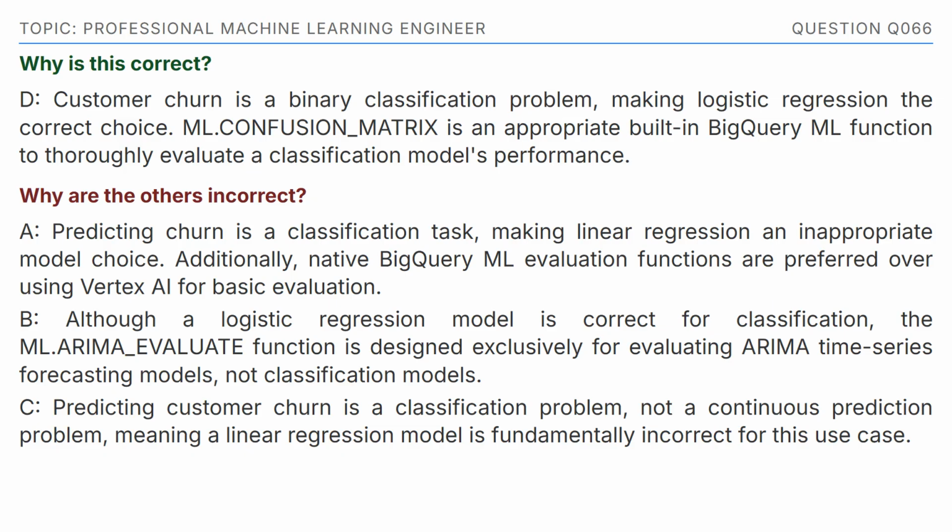Why are the others incorrect? A. Predicting churn is a classification task, making linear regression an inappropriate model choice. Additionally, native BigQuery ML evaluation functions are preferred over using Vertex AI for basic evaluation. B. Although a logistic regression model is correct for classification, the ml.arima_evaluate function is designed exclusively for evaluating ARIMA time series forecasting models, not classification models. C. Predicting customer churn is a classification problem, not a continuous prediction problem, meaning a linear regression model is fundamentally incorrect for this use case.